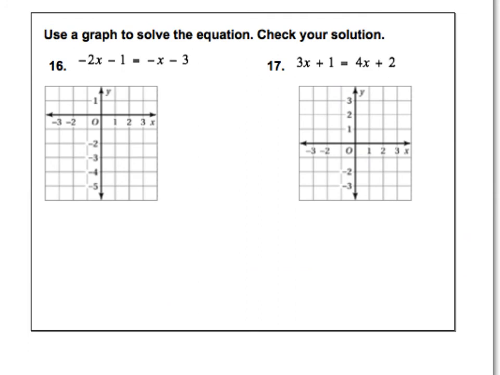Problems 16 through 20 are going to be very similar to the first 4 problems on the test. All we have to do is graph the left side and graph the right side. So I'm going to start with my y-intercept, which is -1, and then use my slope, which is -2 over 1. That directs me down 2 to the right 1, down 2 to the right 1.